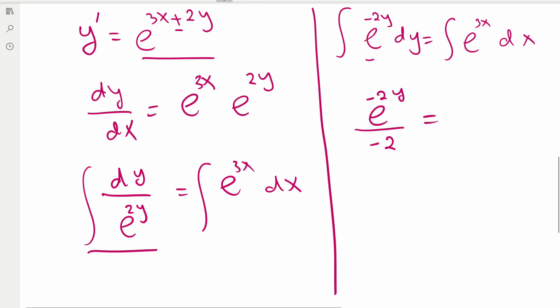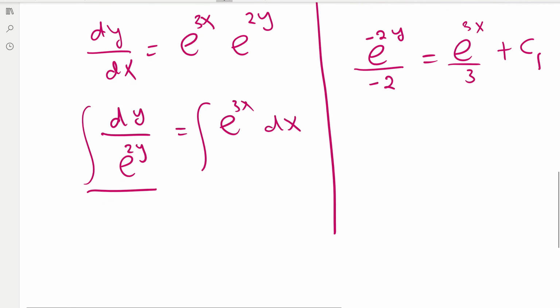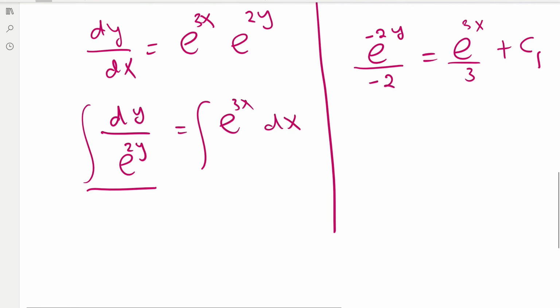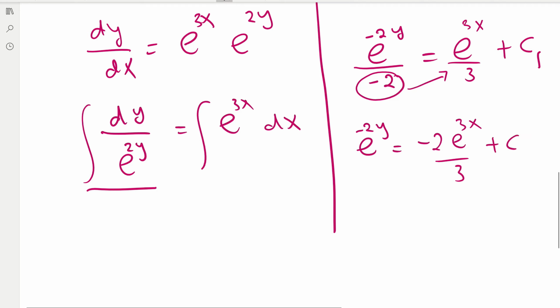So e to the 3x, if you integrate, you get e to the 3x over 3 plus constant of integration c1. So be careful with the integration, okay? Review your basic integration knowledge. Now to get the explicit solution, let's multiply the right hand side by negative 2. So it's e to the negative 2y equals negative 2 e to the 3x over 3, plus c2, because negative 2 c1 is another constant.